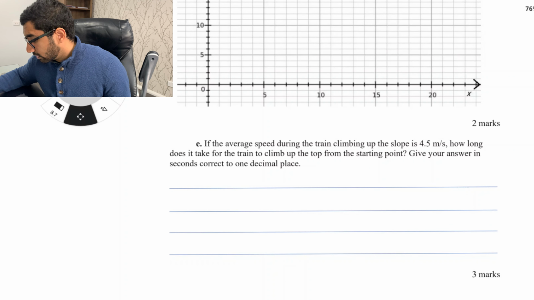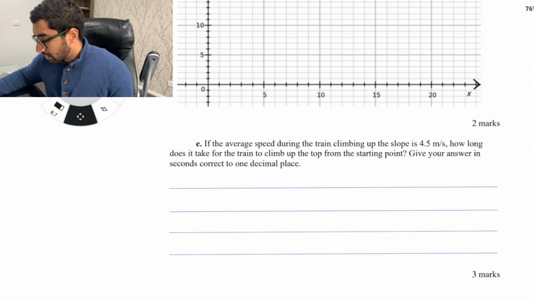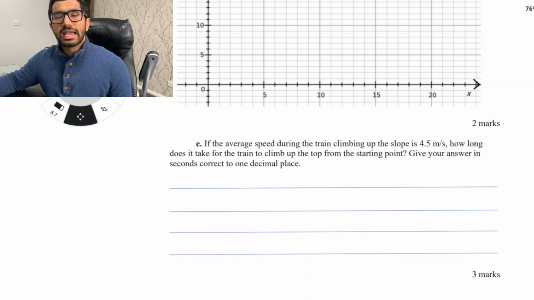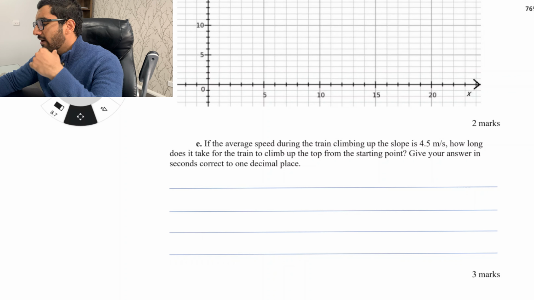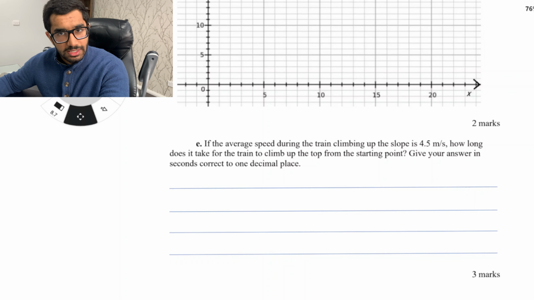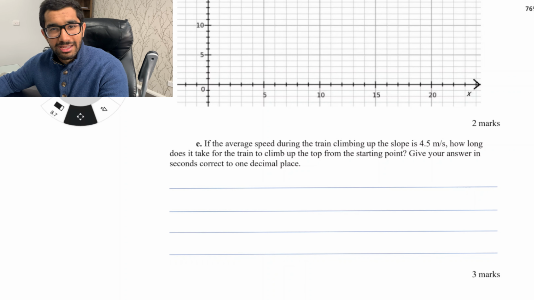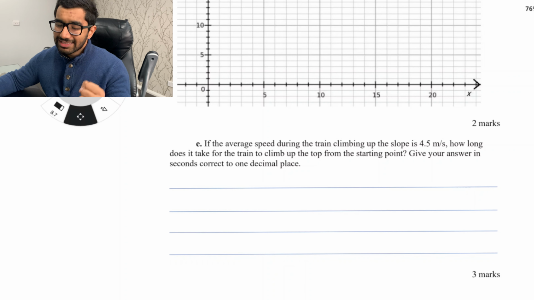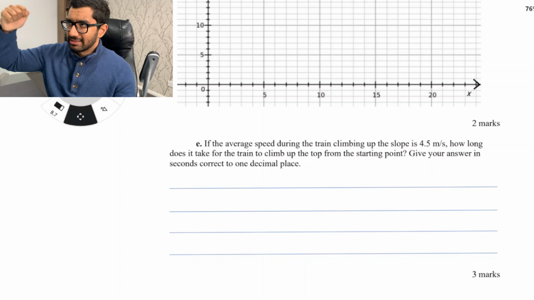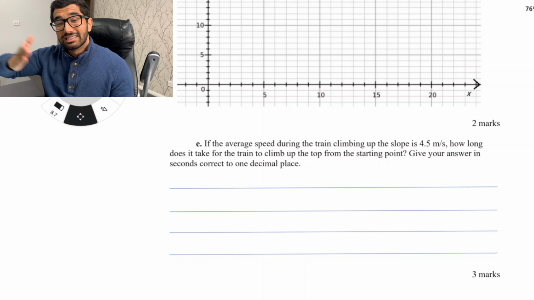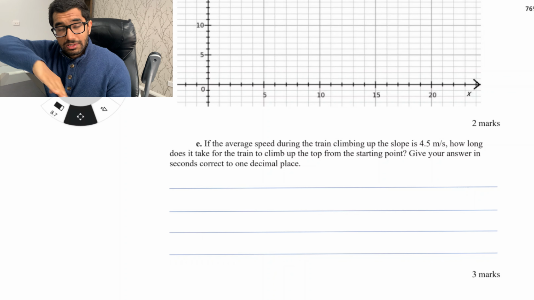If the average speed during the train is 4.5 meters per second, how long does it take for the train to climb up to the top from the starting point, okay? So basically it's saying, what is the time given the fact that the speed is 4.5 meters per second? To me, this sounds like a distance, speed, time question. So we're starting at (0, 5), we're ending up at (16, 25), right? So what would that distance be between those 2 points? Because it's a linear track.